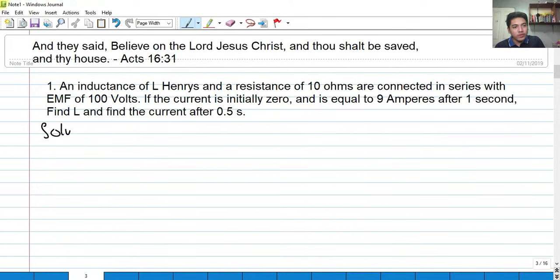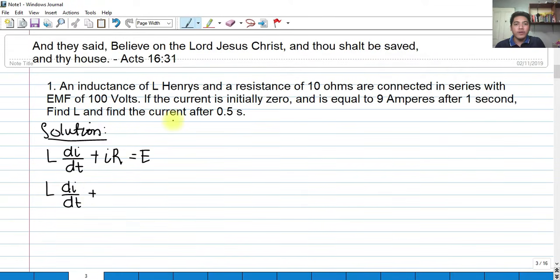So we have our solution, wherein if we are going to recall our differential equation a while ago, this is our equation. And the first thing we are going to do is we have the given. We have L henries, di over dt plus 10 ohms, so that is 10 multiplied by the current I. That is our given because we cannot actually know first the current because the current is changing with respect to time. So that is why we have I in here. Equal to E, which is 100 volts.